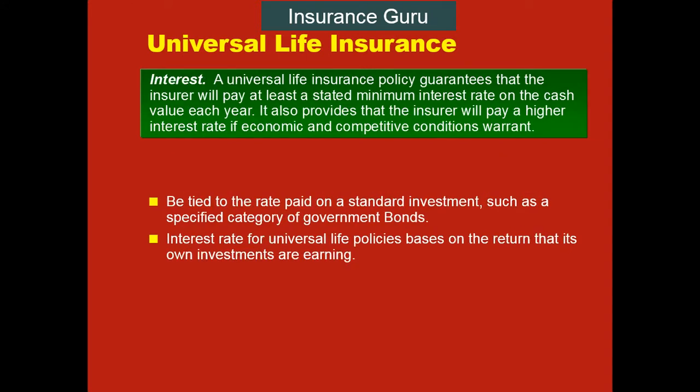And another factor is interest. A universal life policy guarantees that the insurer will pay at least a stated minimum interest rate on the cash value each year. It also provides that the insurer will pay a higher interest rate if economic and competitive conditions warrant.